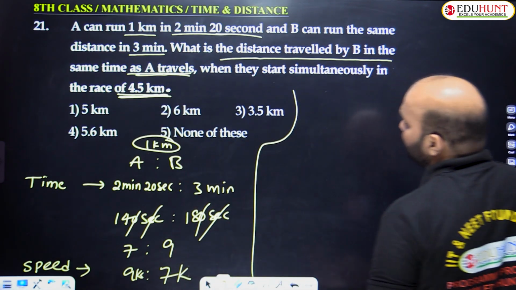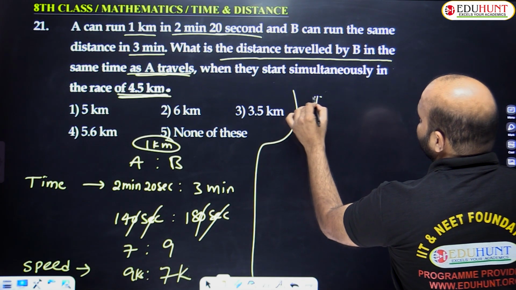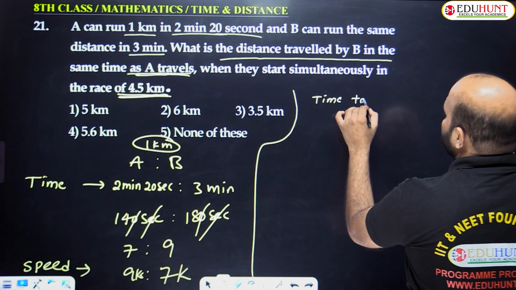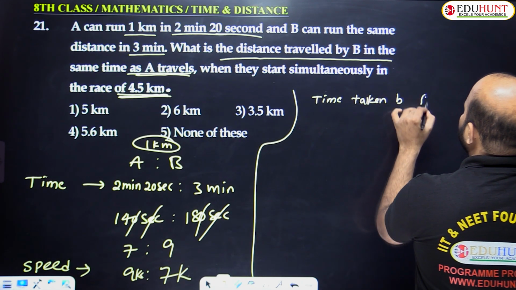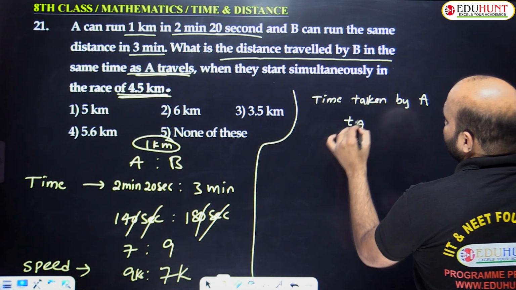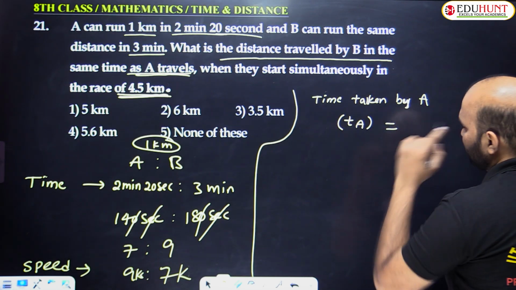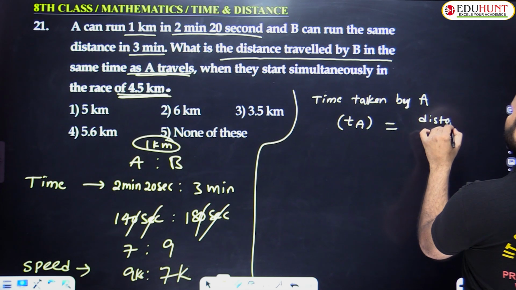Distance travelled by B in the same time as A travels. First you have to take the time. A takes how much time? Time taken by A, nothing but TA. So actually time equals distance by speed.